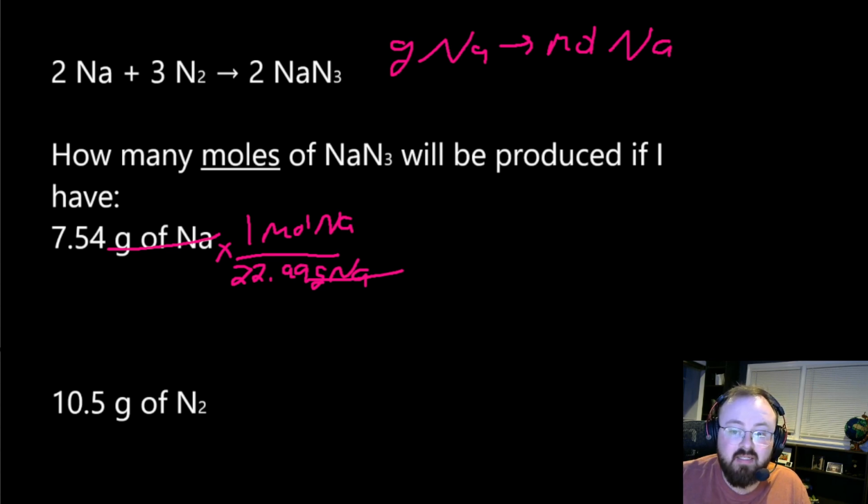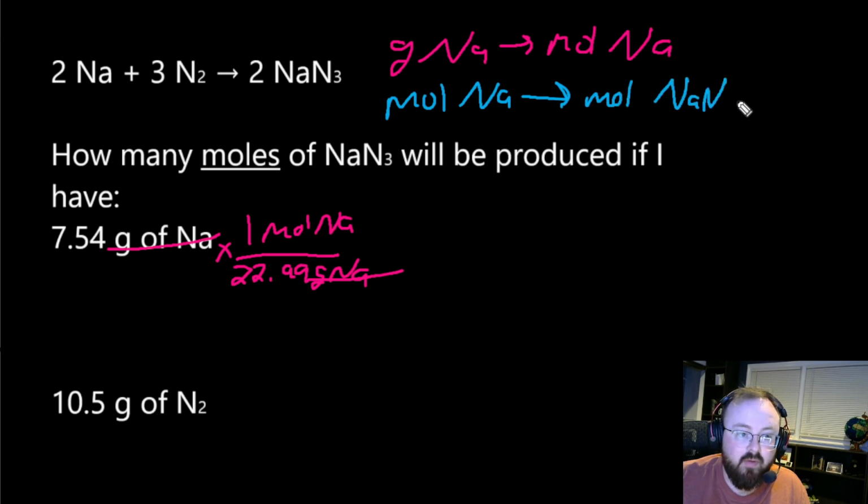So my second step, and I'm going to start color coordinating this, is to then go from moles of Na into moles of NaN3. When we look at our toolbox, I need a molar mass when I'm going from grams to moles, and when I'm going from moles of something to moles of something else, I use my coefficients.